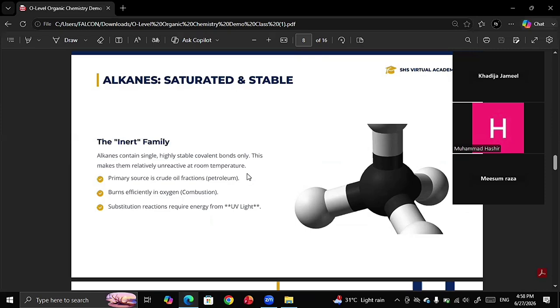Then we will see alkanes. As we have already discussed, they are saturated, more stable, and inert, meaning unreactive at room temperature. Their primary source is crude oil fraction, which is petroleum, and they burn efficiently in the presence of oxygen, like combustion when we use stoves, and substitution reactions require energy from UV light.